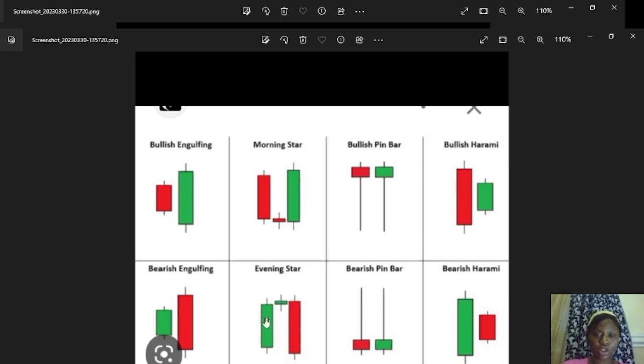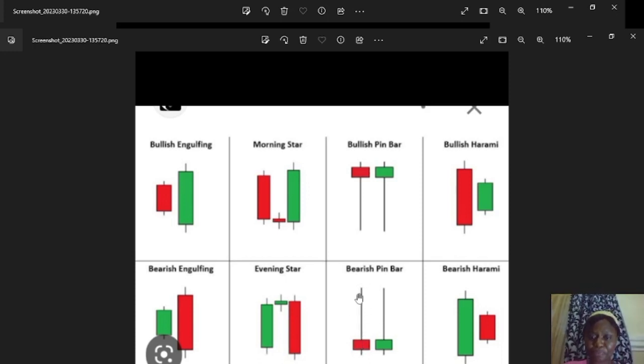So you see it, the first candle is a little bit big, the second candle is mostly small, and the third candle is bigger than the rest, closing below the first candle. So that's evening star. Here we have bearish pin bar.